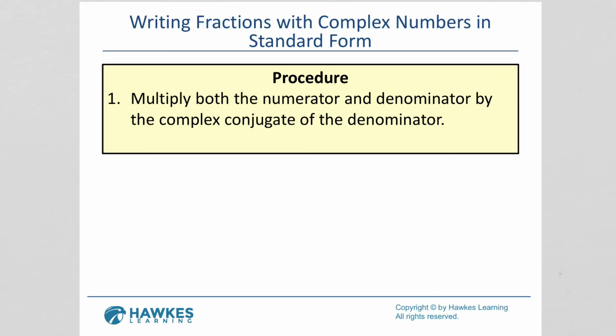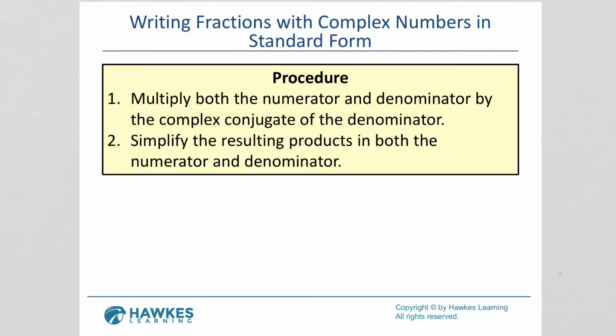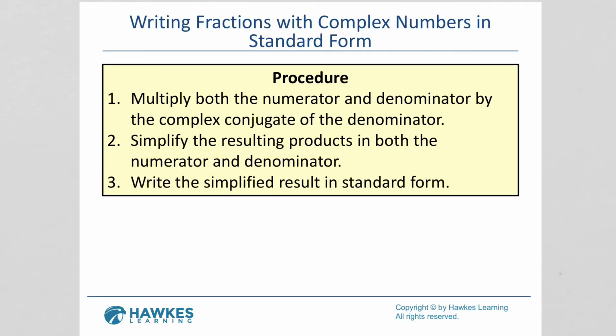Writing fractions with complex numbers in standard form. Here's your step-by-step process. Step 1, multiply both the numerator and denominator by the complex conjugate of the denominator. Step 2, simplify the resulting products in both the numerator and denominator. Step 3, write the simplified result in standard form.